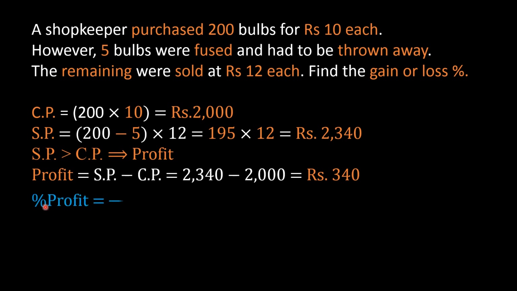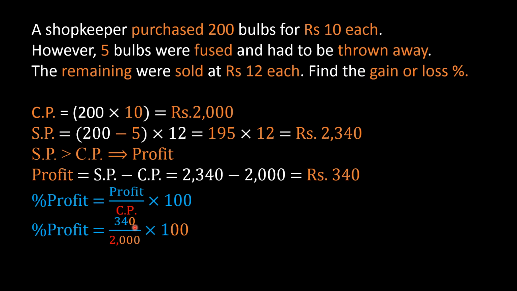His percentage profit will be profit divided by CP multiplied by 100. That will be 340 divided by 2000 multiplied by 100. Now these three zeros will get cancelled with these three zeros. 34 divided by 2 will be 17. So the shopkeeper makes percentage profit of 17%.